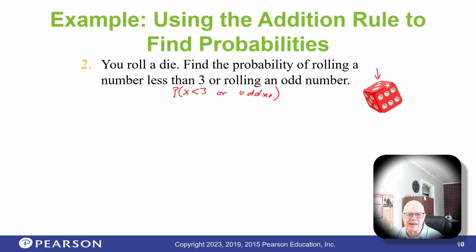So since it says or, we want the probability of, let's do it this way. Probability of a number less than 3 or probability of an odd, sorry for the writing. We'll need the probability of the number being less than 3 plus the probability that what you got was an odd number, and we'll subtract, if it exists, the probability of less than 3 and an odd one.